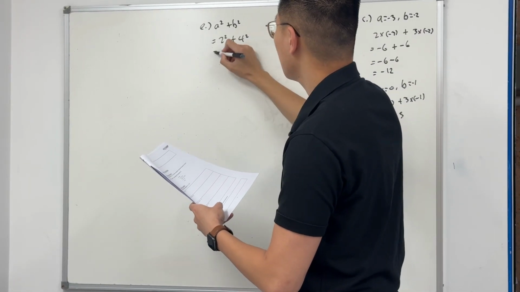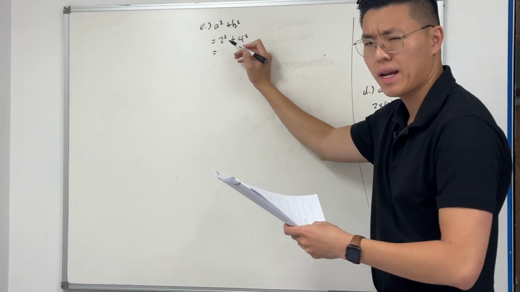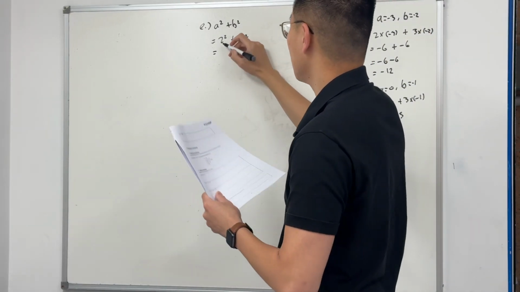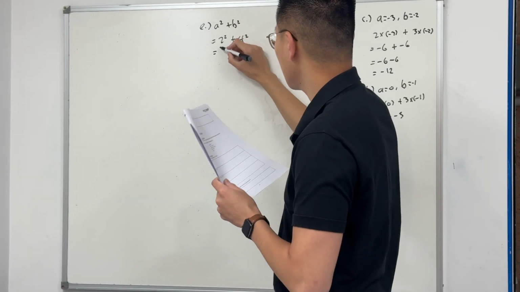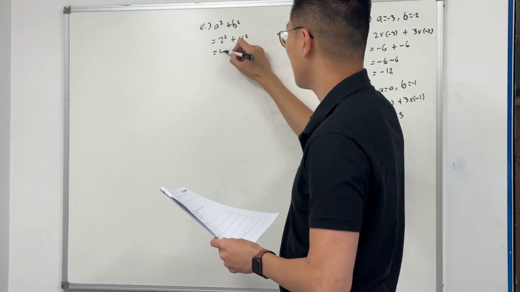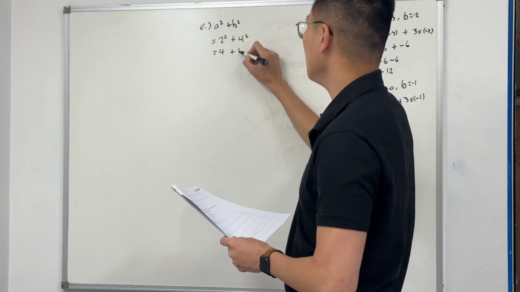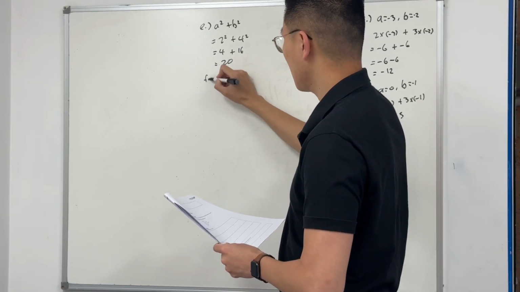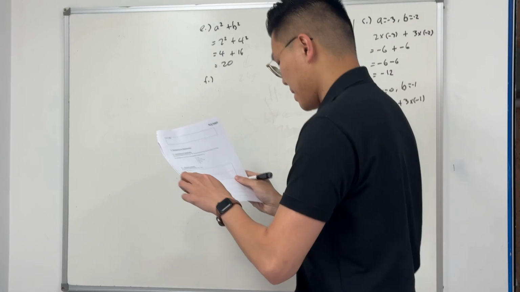So 2 squared plus, and what do I replace the B with? 4. Thank you. So what does 2 squared mean? Good. So 2 times 2 is 4. Plus 4 times 4, 16. So 4 plus 16, 20. Okay, next one. Actually, copy that down.